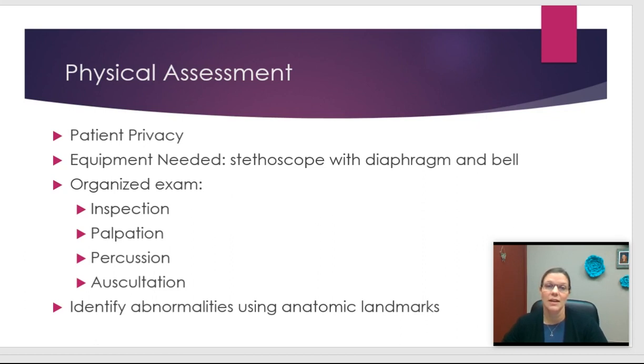For the physical assessment, you've got to provide patient privacy. And remember, you're going to need your stethoscope and your eyes and ears and hands. It should be an organized exam. You start with inspection, where you just look. Then next you touch for palpation. You might perform percussion, where you tap. And then there's auscultation, where you listen. You're going to identify abnormalities using anatomic landmarks.